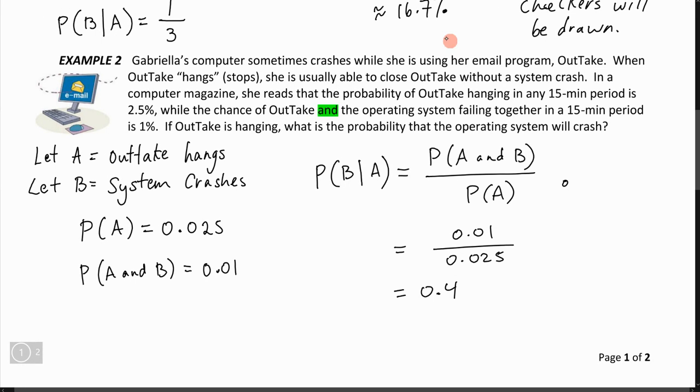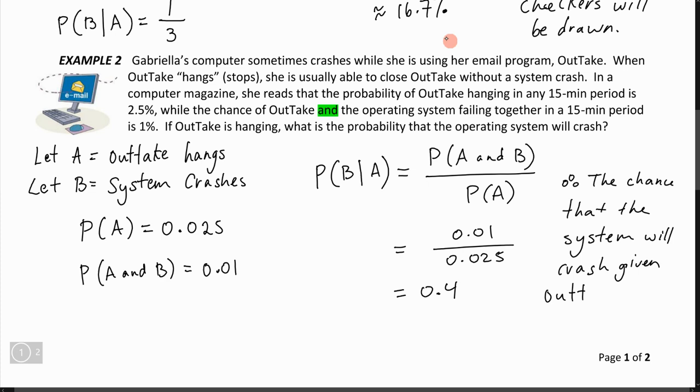So here my conclusion is, therefore, the probability, or the chance, that the system will crash given Outtake is hanging is 40%. There's a 40% chance the system will crash given that Outtake has already started to hang or freeze.